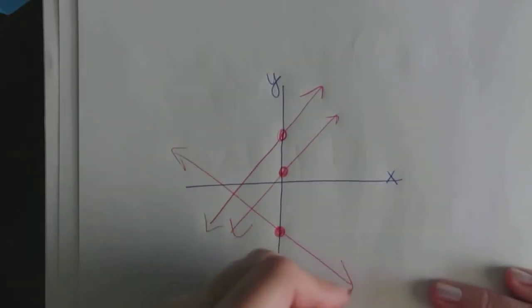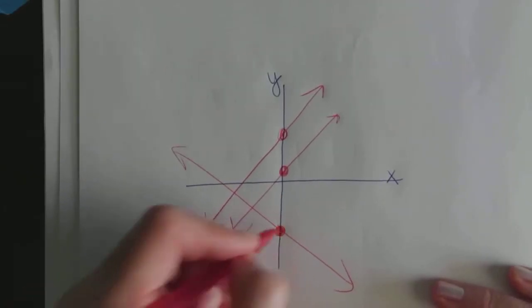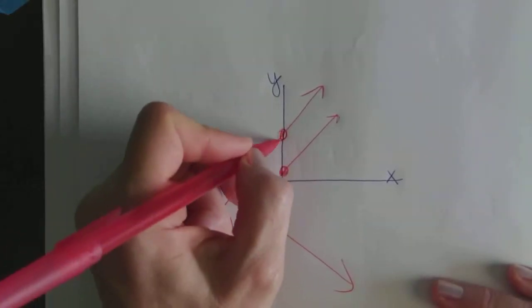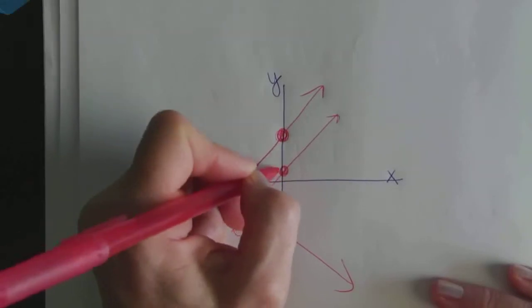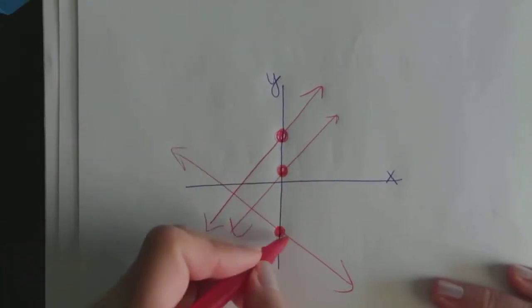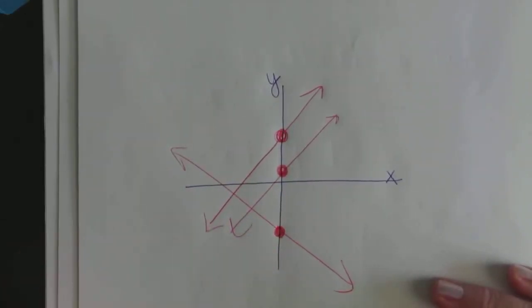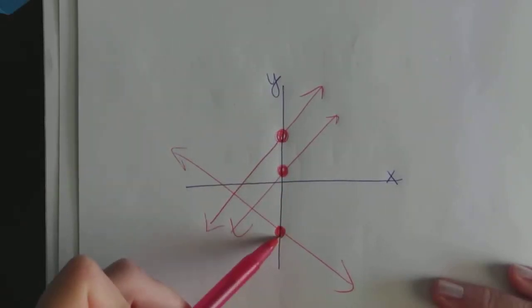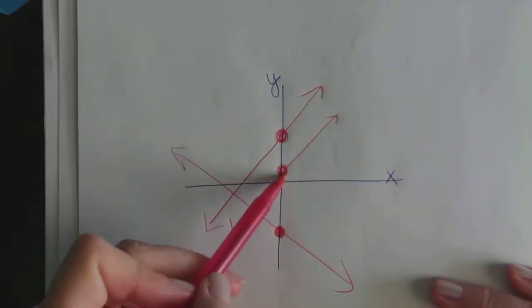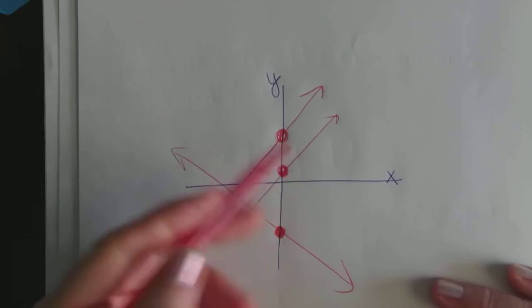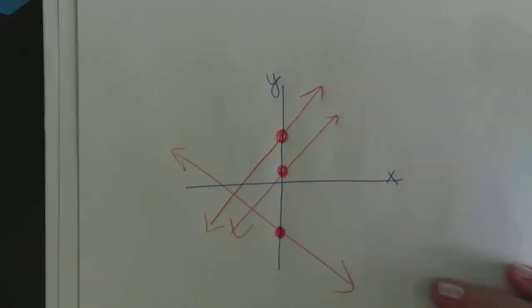And maybe I have a negative slope. Maybe this line goes this way, and that's the y-intercept. I want you to think what all of these y-intercepts have in common. What do y-intercepts all have in common? You can think about that. You can put me on pause.